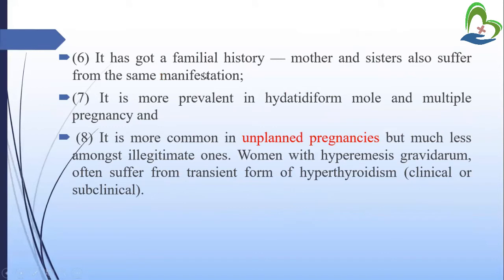If the mother has any family history, like if the mother or any sister is suffering from the same manifestation, like hyperemesis gravidarum, that time also the patient will have hyperemesis gravidarum, and it is more prevalent in Thailand. It is more common in multiple pregnancy, and it is more common in unplanned pregnancy.